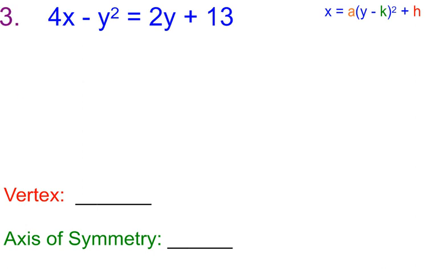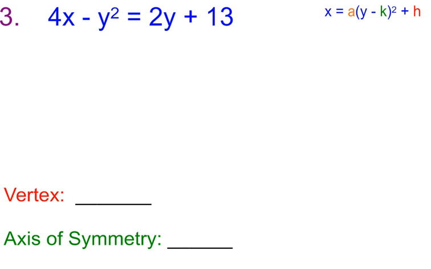In this lesson, we are going to use completing the square to put sideways parabolas in vertex form. So number 3, you'll notice, looks really weird, and it seems really confusing when you start. But I wanted to give you one like this so you'd have it in your notes, because sometimes they will mix up your variables a little bit like this.